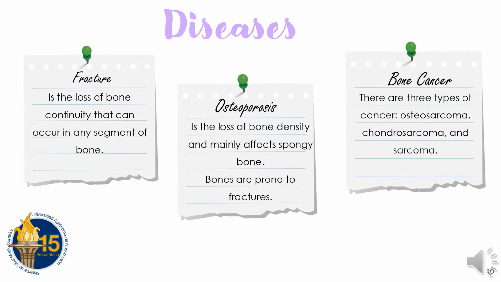Then, osteoporosis is the loss of bone mass. It mainly affects spongy bone. With this disease, bones are prone to fractures. The more common fractures due to this pathology are hip, spine, and wrist.